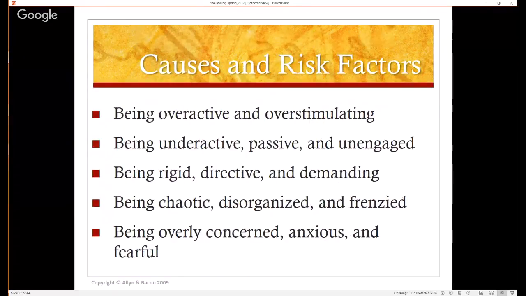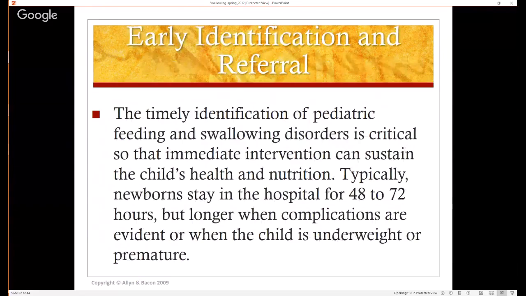Causes and risk factors: being overactive and overstimulating, being underactive, passive, and unengaged, being rigid, directive, and demanding, chaotic, disorganized, and frenzied, overly concerned, anxious, and fearful. And looking at these causes and risk factors, you can see how these might contribute to having negative feeding experiences.